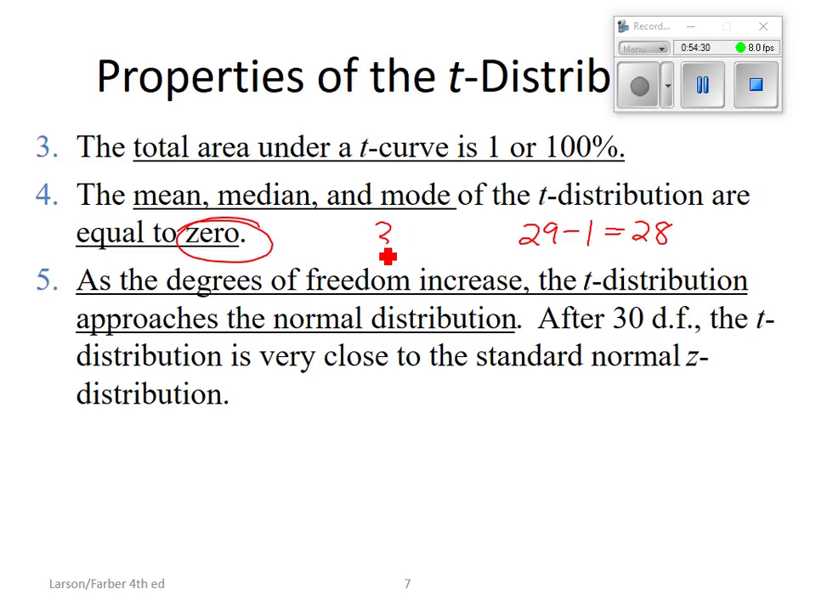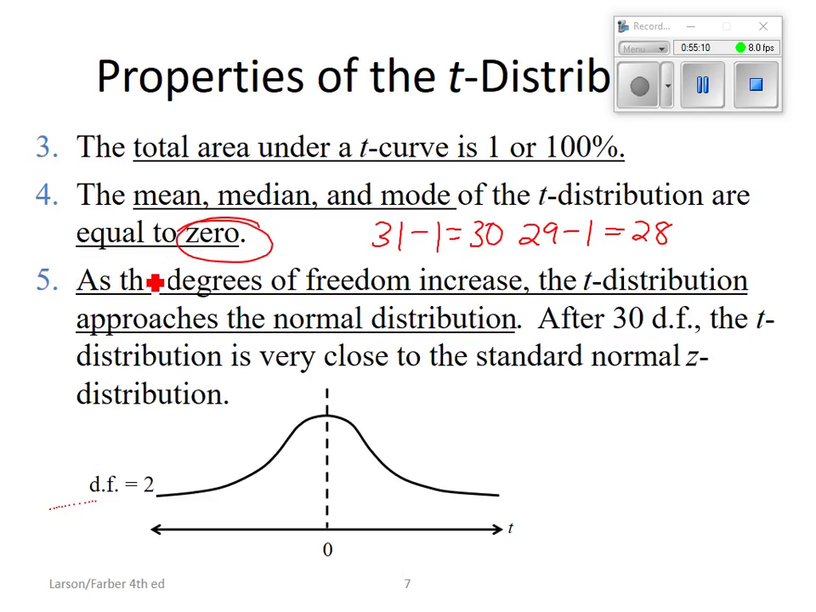If our n is 31, and we do 31 minus 1, we get 30. Do we really need to use this T distribution anymore? No, because how many did we have in the sample? 31. That's bigger than 30, so we could have just used what we were using in the first section of this chapter. And that's a decision you're going to have to make, and that's going to make it hard when we take a test over this chapter, because now you've got to decide: am I using the T distribution or am I using the normal distribution, the Z stuff.